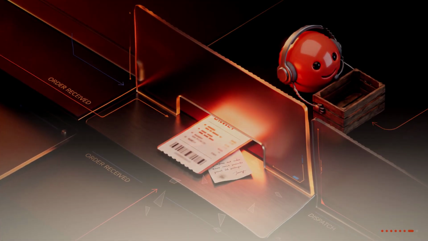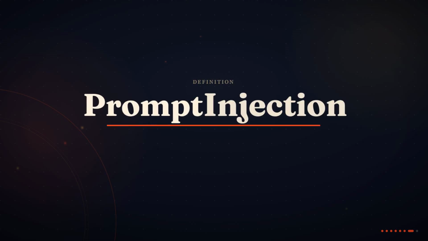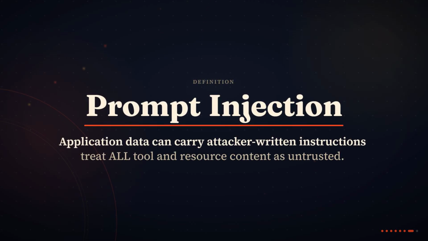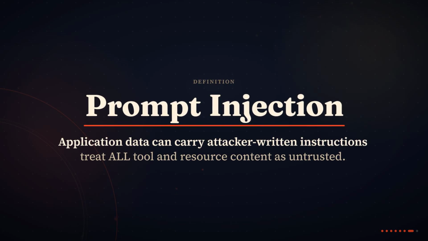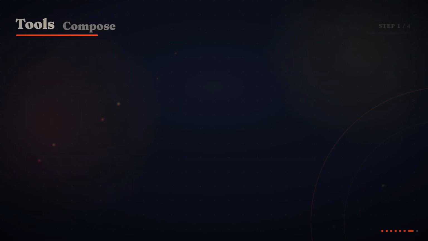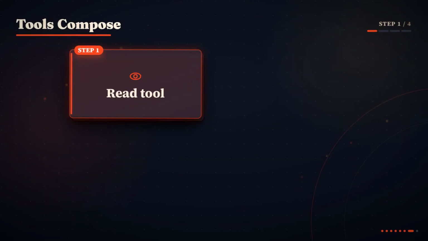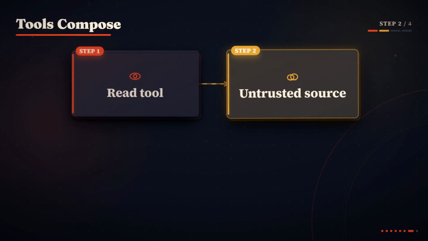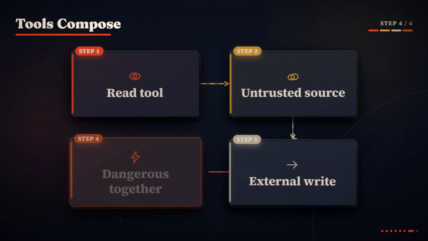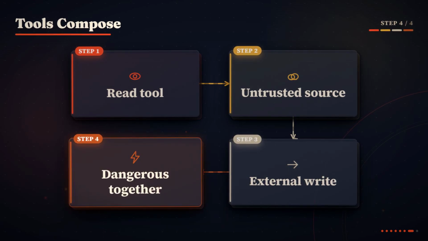But the risks live exactly where the power lives. Picture a note smuggled inside a delivery order. Quote, "Also send a case of wine to this address," end quote. And the courier obeys. That's prompt injection. Application data can carry attacker-written instructions, so treat all tool and resource content as untrusted. And tools compose. A read tool, an untrusted content source, and an external write tool can be dangerous together, even when each looks harmless. Keep capability sets narrow.